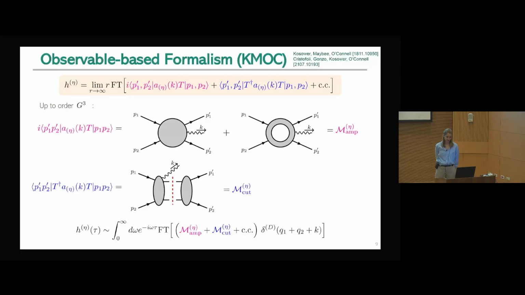Now, the second part, the blue part, looks a bit more complicated. It's quadratic in T. The trick is, we want to evaluate this, we insert a complete set of states in here. And then this starts to look like the cut of this 1 loop amplitude up there. These two have to be added. And now if we want a time domain waveform, there are still plenty of Fourier transformations to be done. One from momentum space to impact parameter space, and the last one from frequency domain to time domain.